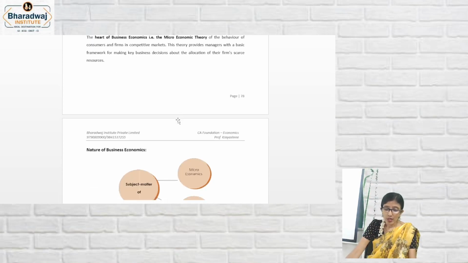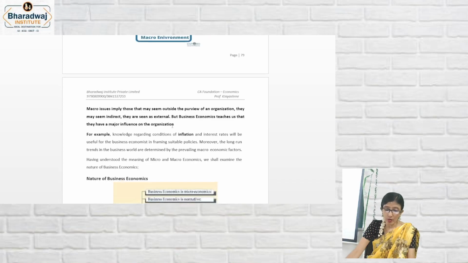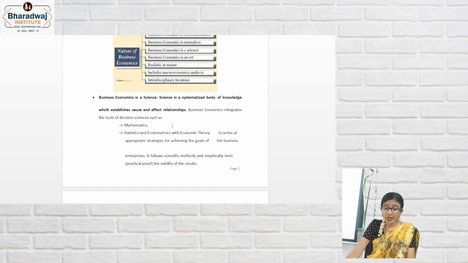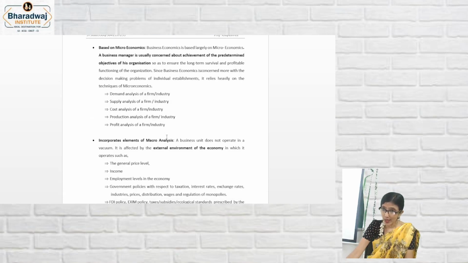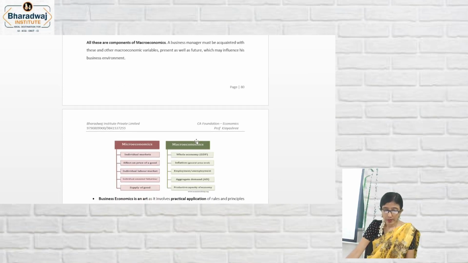My dear students, look at this. Micro and macro, nature of business economics. Please look at this. Terms have been explained to you with examples. Look at this. What comes under micro? Demand, supply, cost, production, profit. Did you note that? Look at macro. General price level, income, employment, government policies, and examples of those.